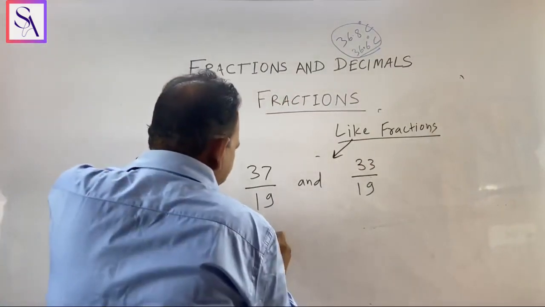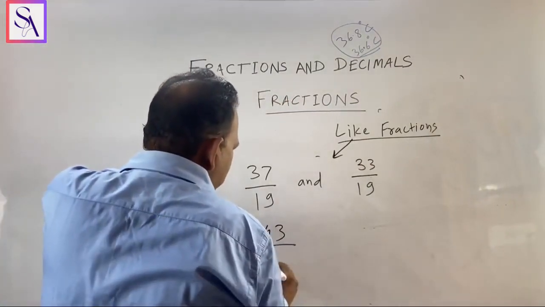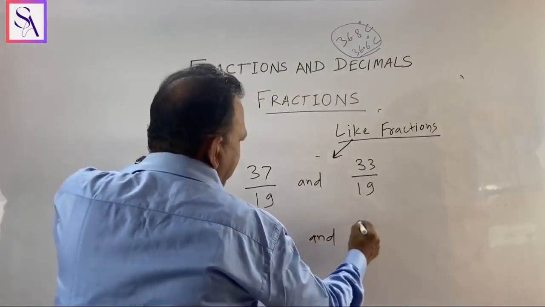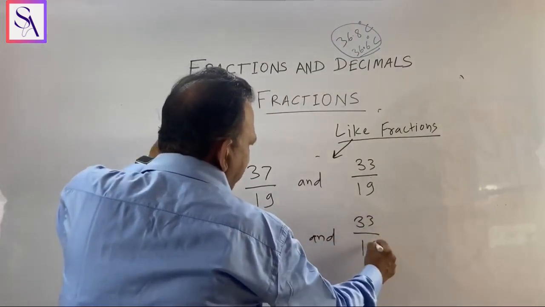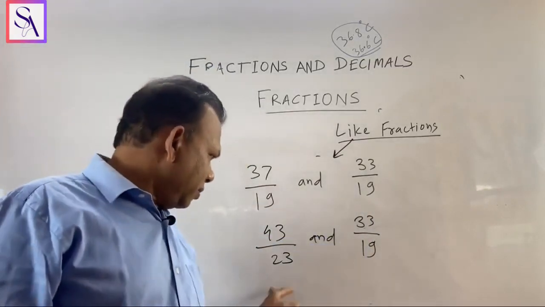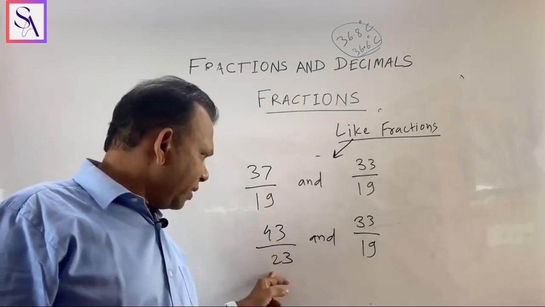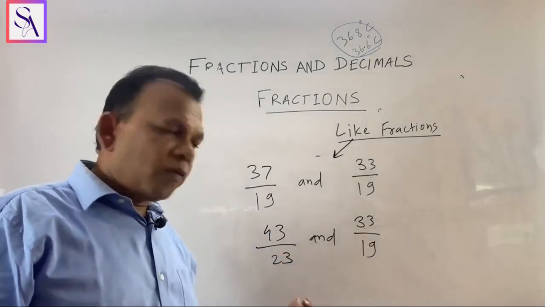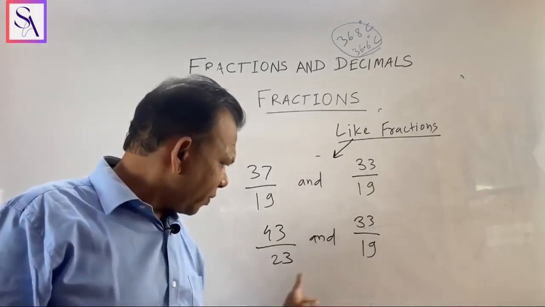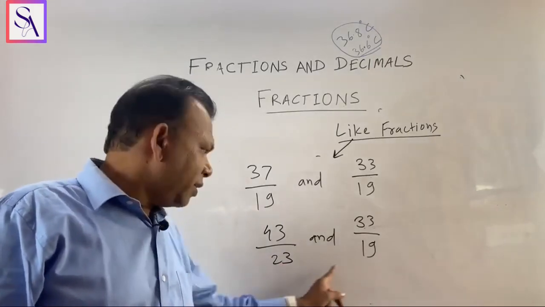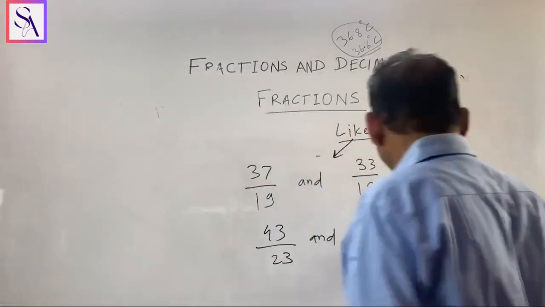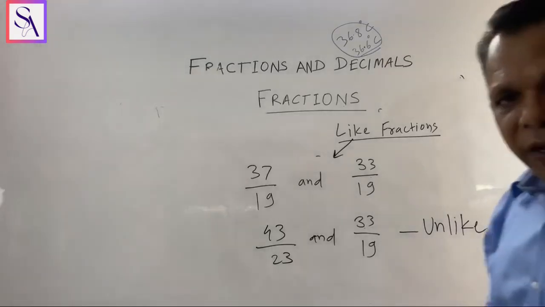Another example, 43 upon 23 and 33 upon 19. I will take the above fractions only. So in this couple, 43 upon 23 and 33 upon 19, if I ask you whether these two fractions are like or unlike, you will check the denominator. Here denominator is 23 and here 19. They are not same. So they are not like. So unlike. Understood like and unlike clearly? Okay.